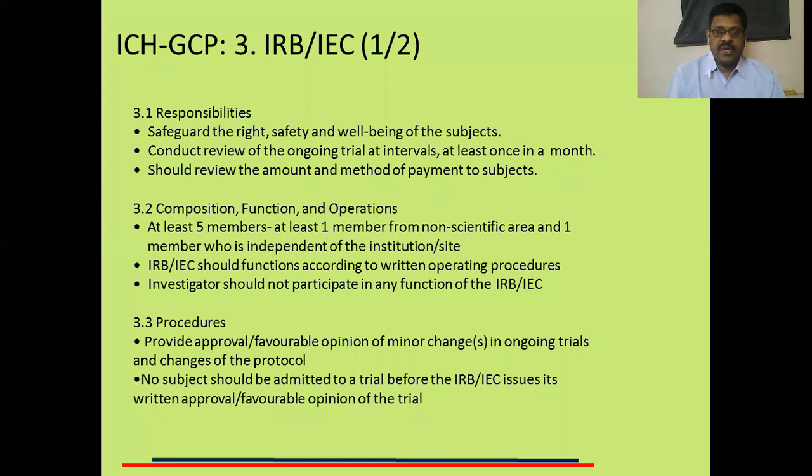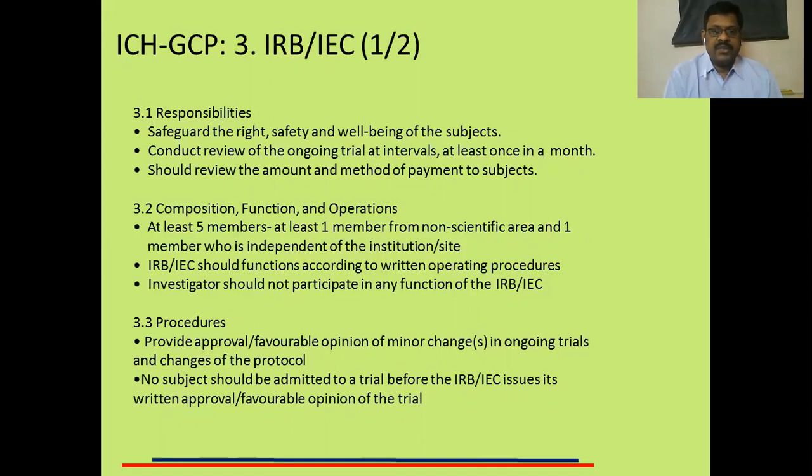Composition, functions, and operations is section 3.2. At least 5 members, at least one member from a non-scientific area, and one member who is independent of the institution or trial site, as mentioned in the member list. So out of 5 members, one is from a non-scientific area and one is independent of the institution, totally outside that clinical trial, in no way connected to it.